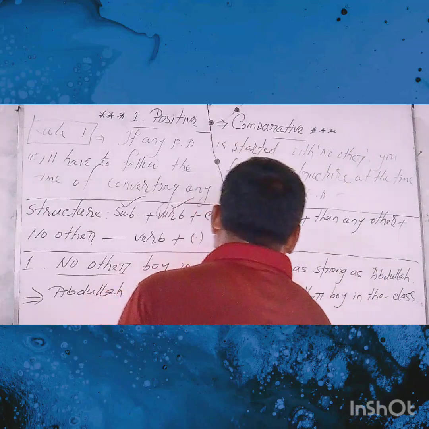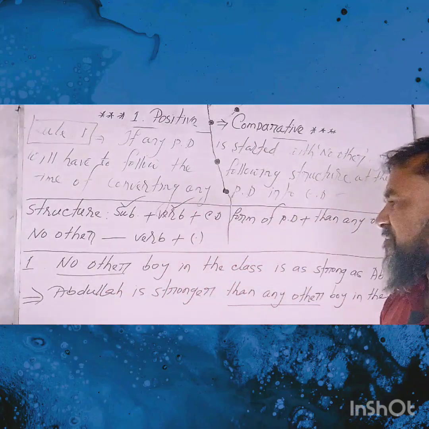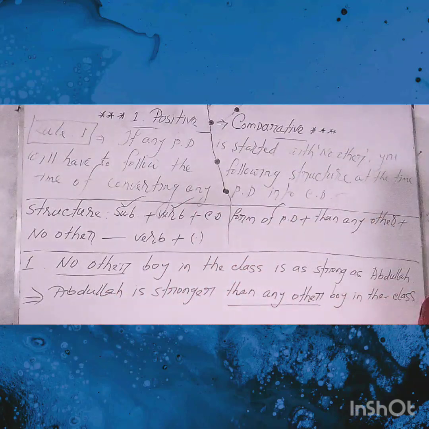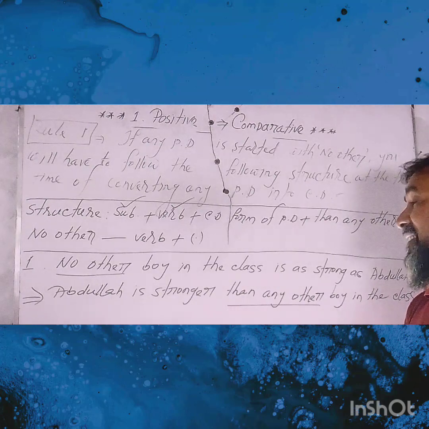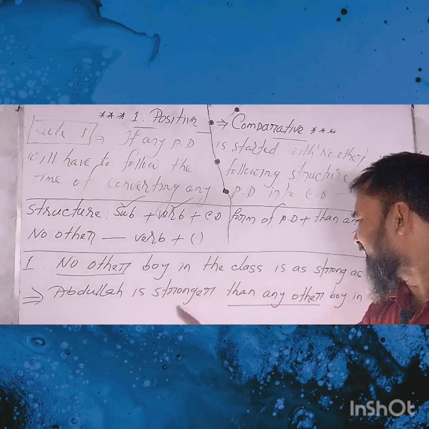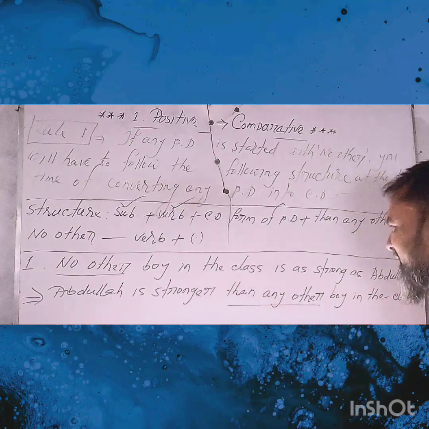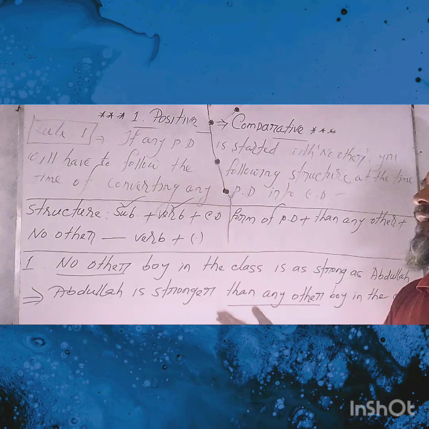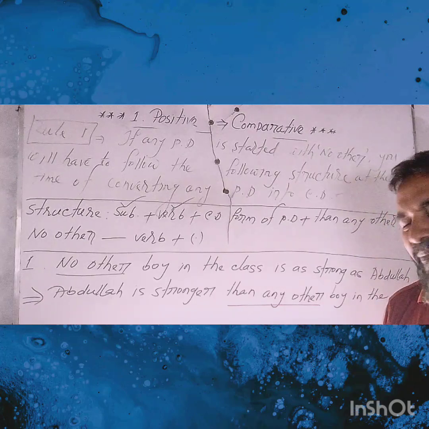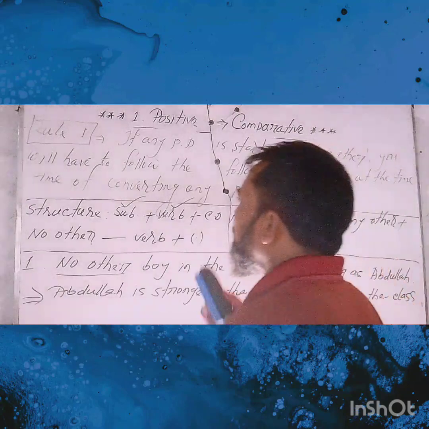But you'll have to write down "than any other." From here, you'll have to mind, my dear learners, that there is a great relationship between "no other" and "than any other." "No other" is used in a positive degree, and "than any other" is used in a comparative degree. That's enough. Okay, my dear learners, I hope you have understood clearly.